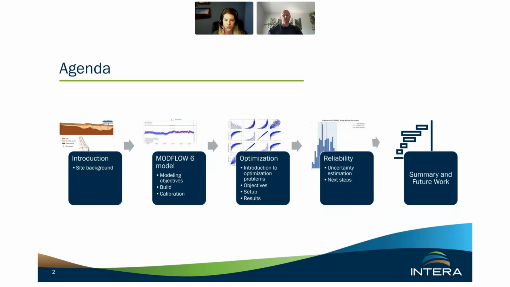Then I'll spend the majority of the talk focusing on optimization. I'll give sort of a general overview on optimization problems, how we set up our objectives for this problem, and then our results. And then I'll spend a little time talking about the reliability of the solution and where we plan to go with the reliability analysis. And then I will summarize and go over any future work we have planned.